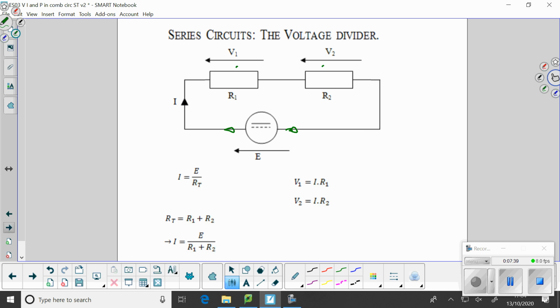So if we look at this circuit, we can say the current is equal to the supply voltage E divided by the total resistance. The total resistance is R1 plus R2. So the current is equal to the voltage divided by R1 plus R2. And if there was an R3 and an R4 and an R5, all in series, we just add them on at the bottom line. Everybody happy with that?